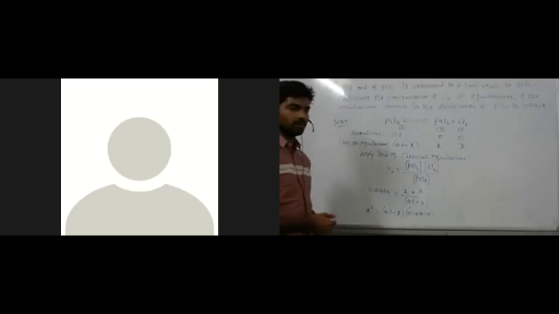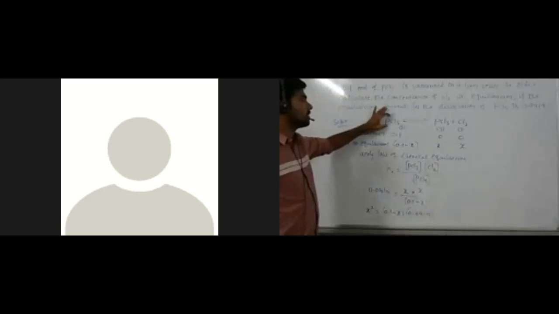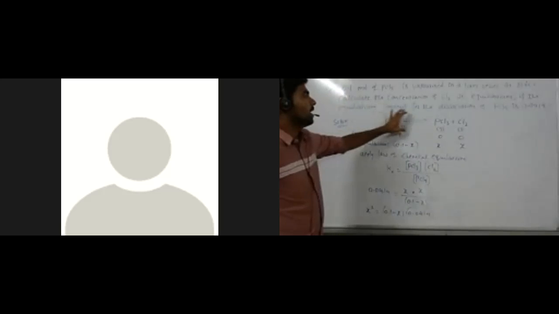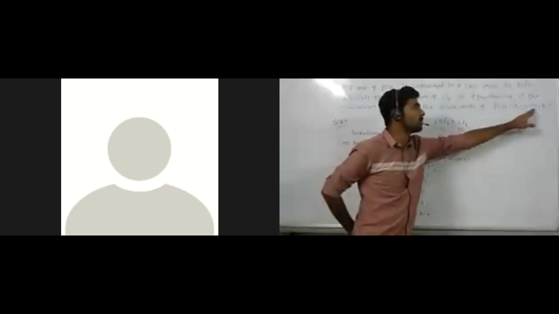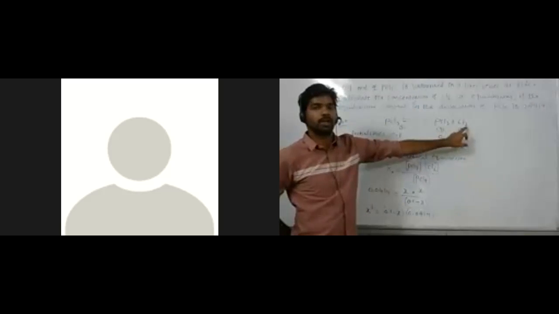According to the question, PCl5 is undergoing decomposition. And here the initial concentration of PCl5 is mentioned: 0.1 mole of PCl5 is undergoing decomposition and its equilibrium constant is given as 0.0414. So what is asked is: at equilibrium, what is the concentration of chlorine gas? That's what we have to calculate.